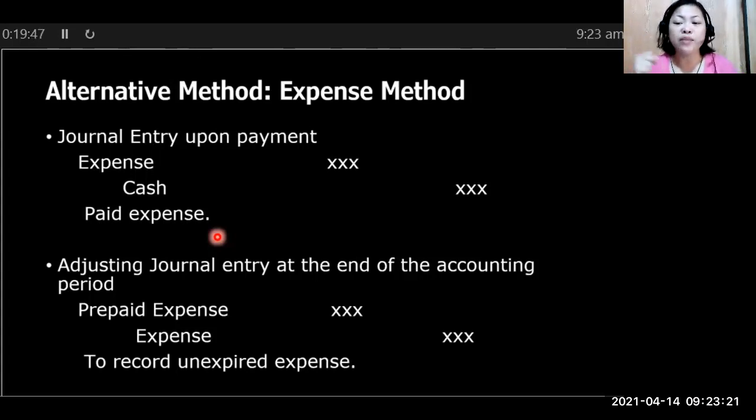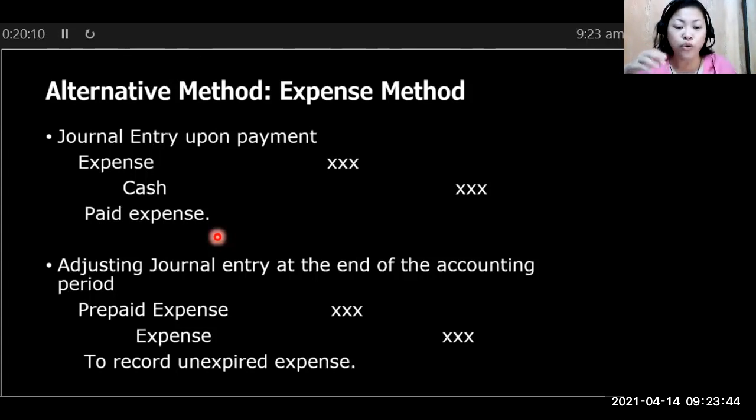When we use the expense method, we use an expense account to record. Let's say, for example, when you pay an expense, you record the expense immediately right away. So you paid 1 year insurance. You already recorded insurance expense and then cash. In the adjusting journal entry, it will be different.